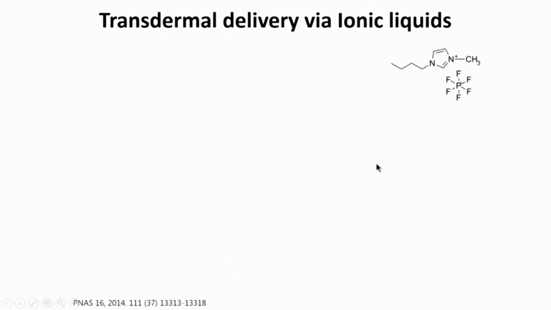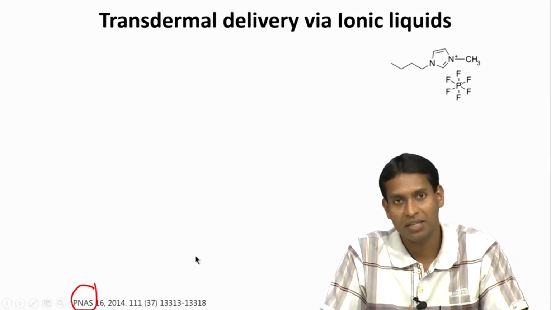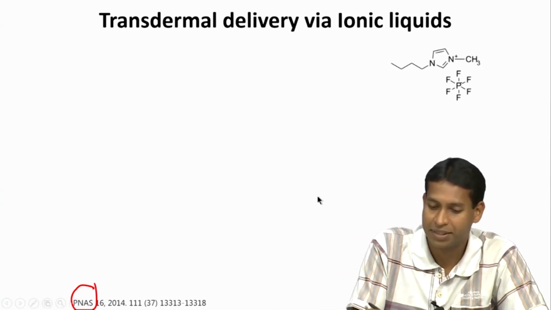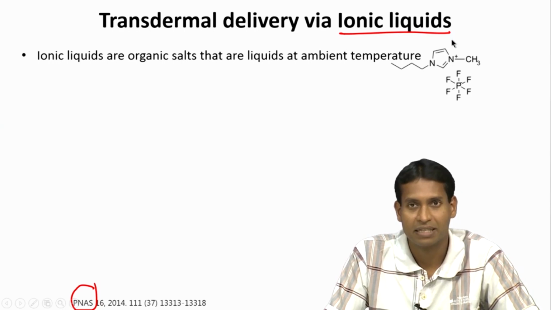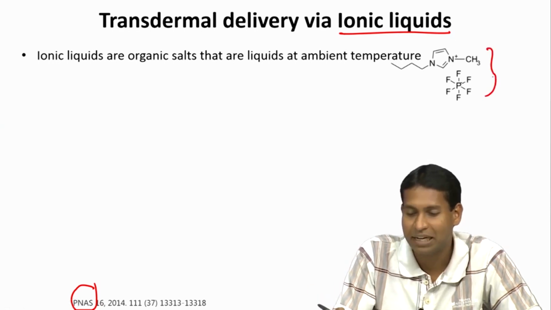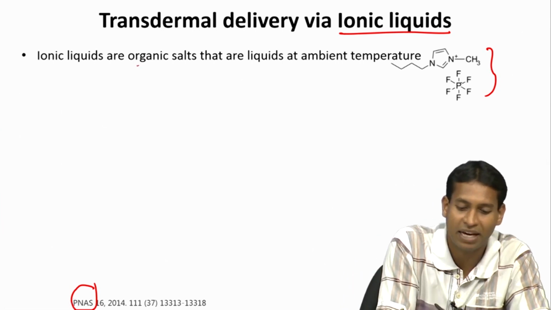So, let us take an example of another research paper which was published in 2014, and they came out with another system which they called ionic liquids. So, what are ionic liquids? Here is an example of an ionic liquid. Ionic liquid is nothing but, as the name suggests, they are ionic, but in this case they are organic salts.